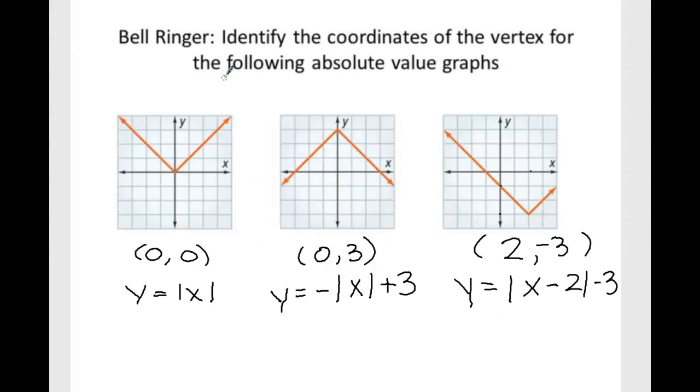Alright guys, as part of the bell ringer, I wanted you to identify the coordinates of the vertex for the following absolute value graphs. So as we transition out of chapter 3 and into chapter 5, I'm legitimately crying.